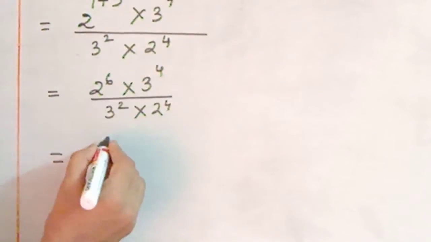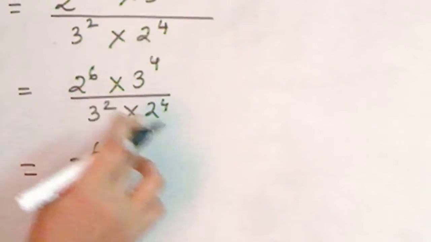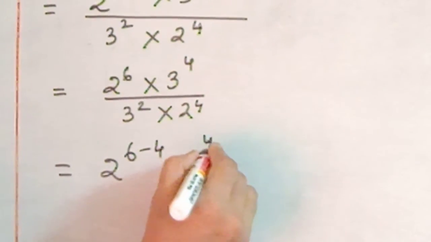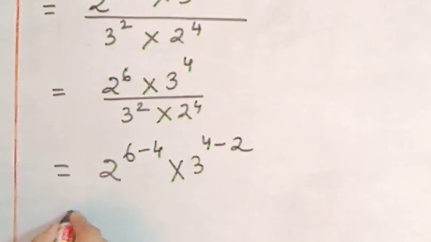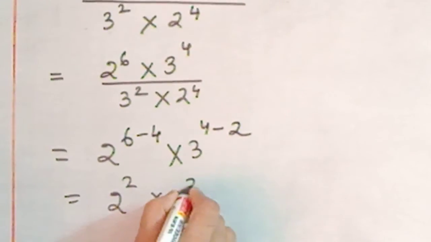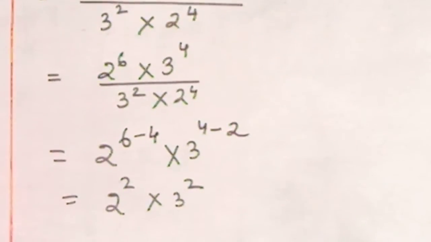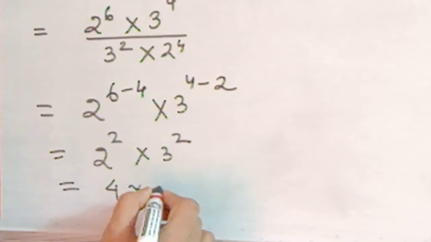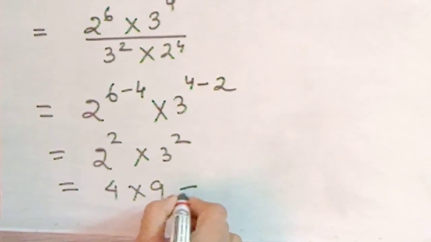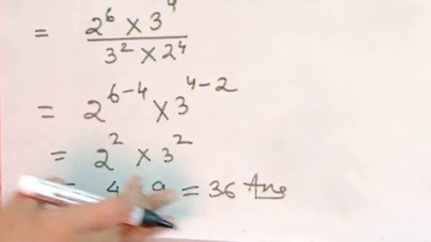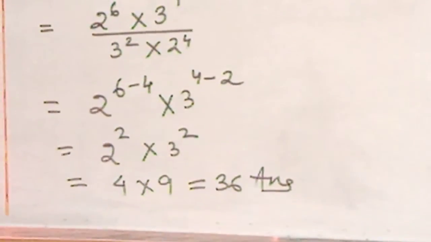Now 2 to the power 6 divided by 2 to the power 4 means 2 to the power 6 minus 4 into 3 to the power 4 minus 2. So 2 to the power 2 into 3 to the power 2. Now 2 to the power 2 means 4, into 3 to the power 2 means 9. So 4 nines are 36. The answer is 36. You have to give the result in the value form, not in the exponential form.